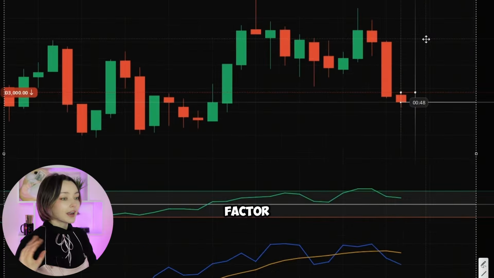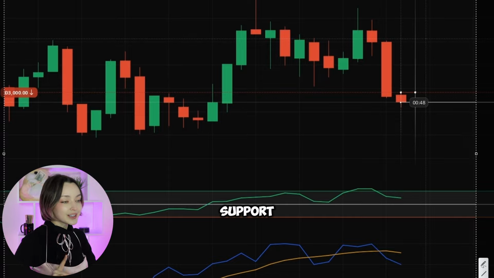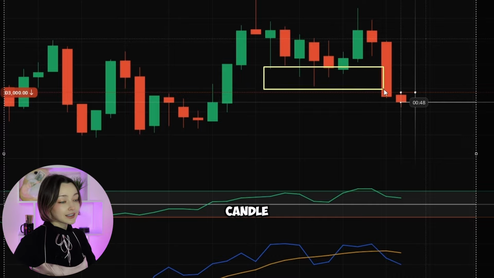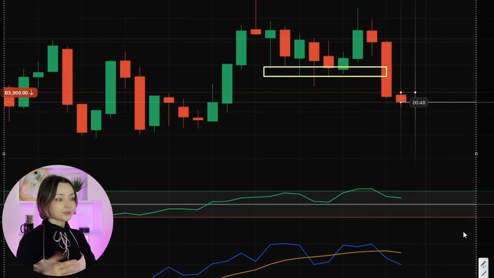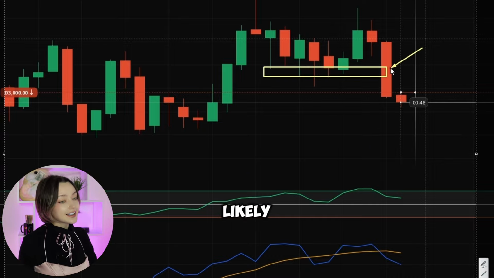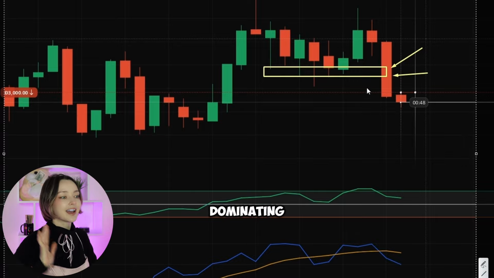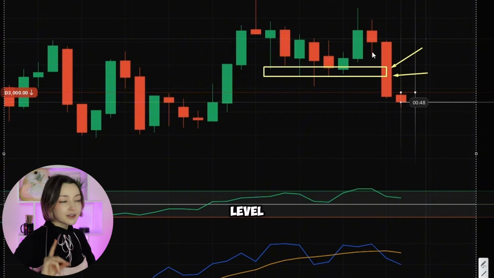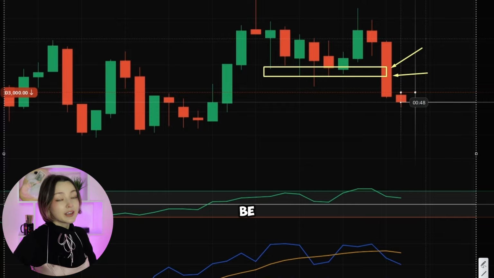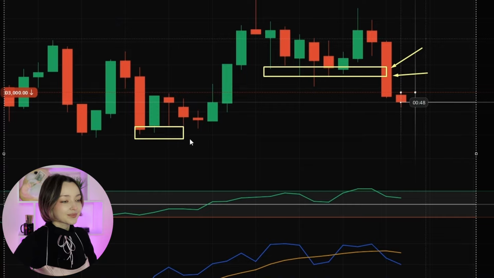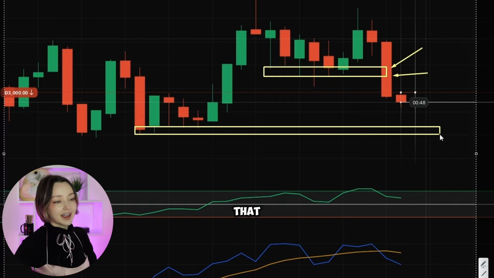As a confirming factor, I can see this local support level over here that has been broken by a good full-bodied and impulsive candle in favor of the sellers. And this suggests that the price is likely to keep going lower as the sellers are clearly dominating the market right now. Now, I can also see some support level on the downside below. The price will most likely be moving towards it. So yeah, those are our confirming factors.